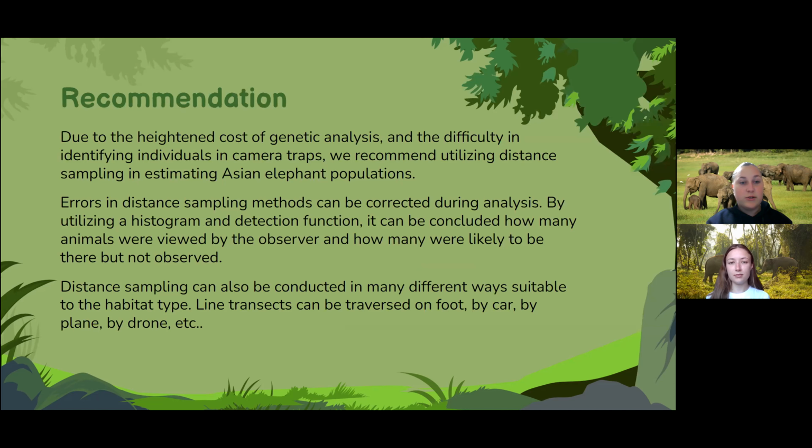So our recommendation is distance sampling. Due to the heightened cost of genetic analysis and the difficulty of identifying individuals in camera traps, this is the reason why we recommend using distance sampling for Asian elephant populations. And like explained earlier, the errors in distance sampling methods can be corrected during analysis by generating that histogram and that detection function. And you are able to find out how many animals were likely in the area, but not seen directly by the observer.